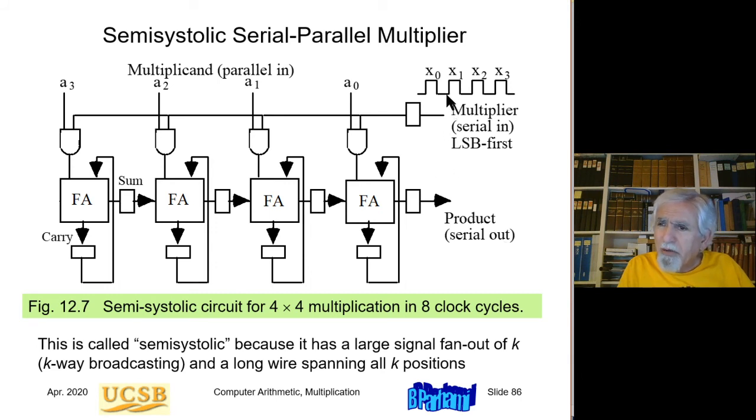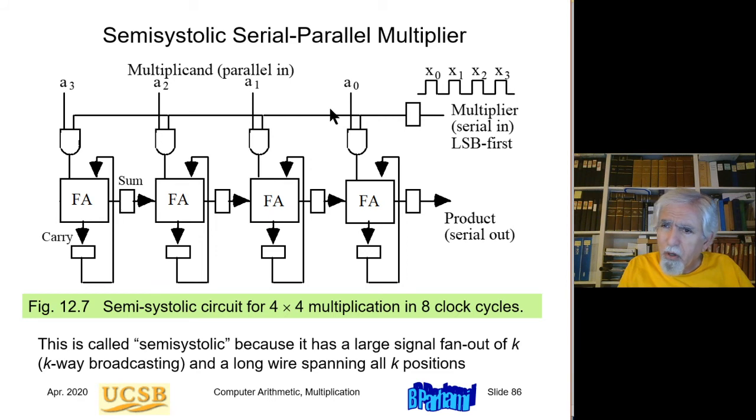So this is a serial parallel multiplier. One input is serial, one input is parallel. Now there's a problem with this design. If A is a wide number, let's say a 64-bit number, I basically have a fan-out problem here because this signal goes to 64 AND gates. It drives 64 AND gates, so the load will be significant.